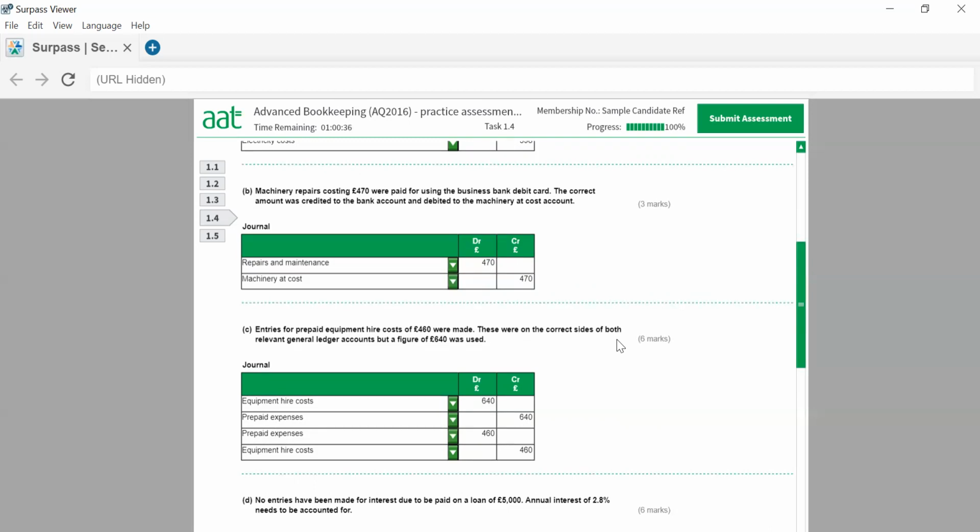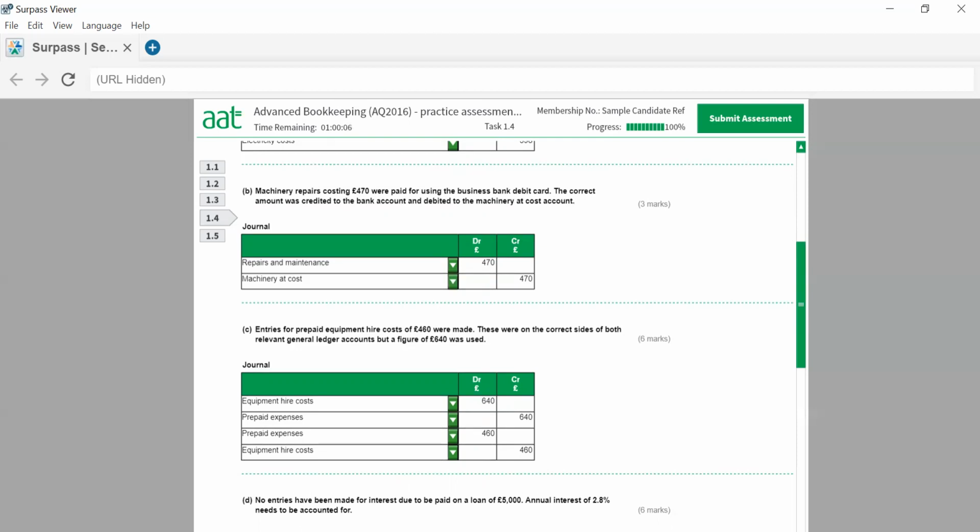So I've got it written down here on my T account. Entries for prepaid equipment hire cost of £460 are made. They were on the correct side of both accounts, but a figure of £640 was used. So they've debited 640 to the equipment hire costs, and they have credited the prepaid expenses by 640.